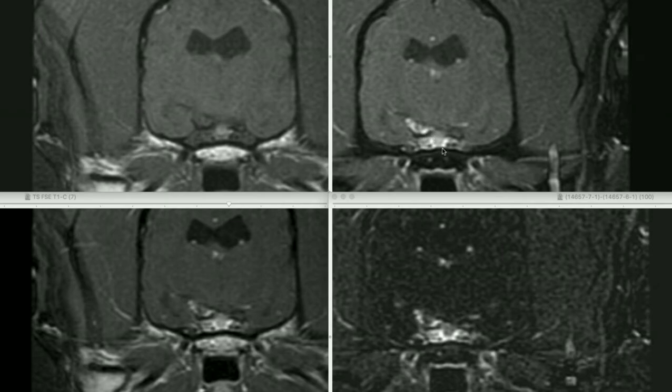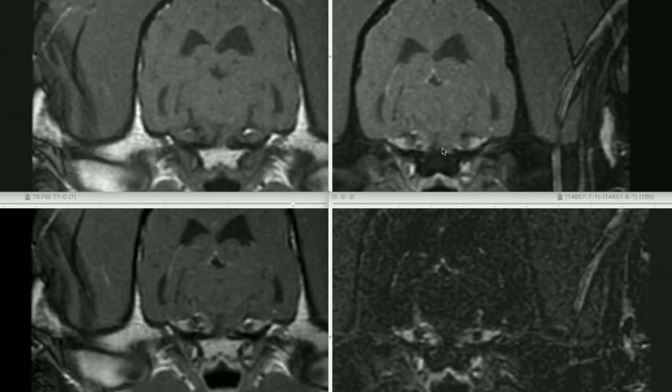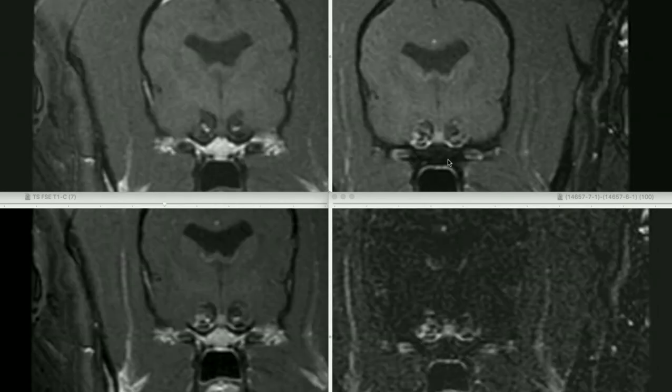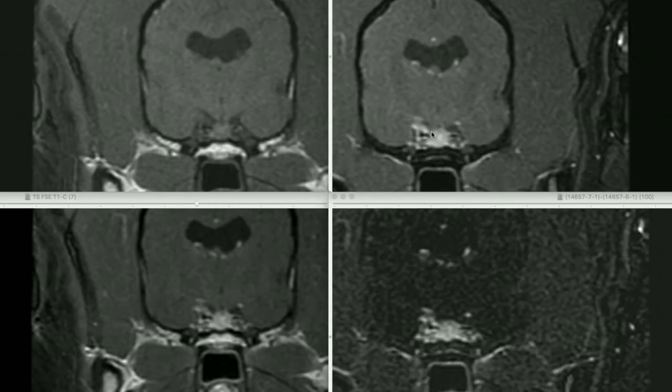So enhancement of nerves is abnormal, but a fairly non-specific finding. If we go further caudally, actually we can see here the trigeminal nerves. So it's normal for nerve ganglia to enhance. They're outside the blood-nerve barrier. So here we can see the ganglia of the trigeminal nerves enhancing, and this would be normal, but what we don't expect to see is actual enhancement of the nerves themselves.